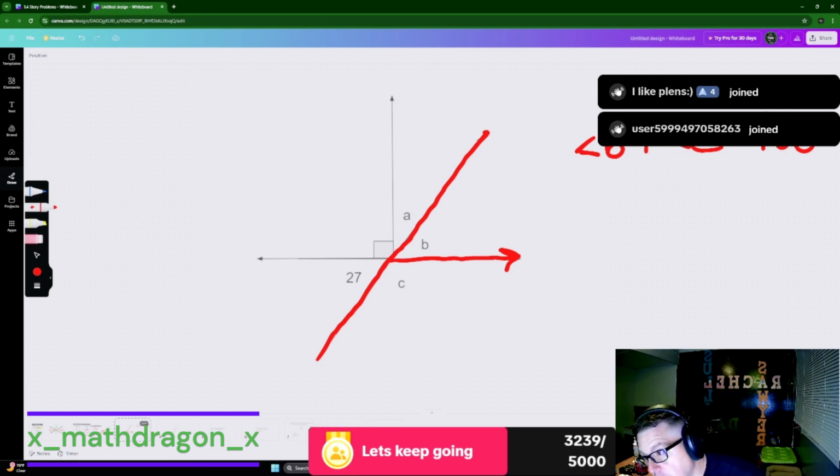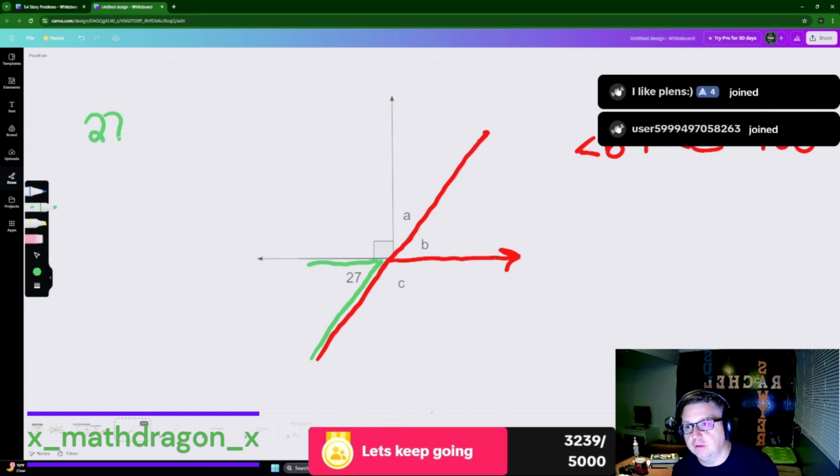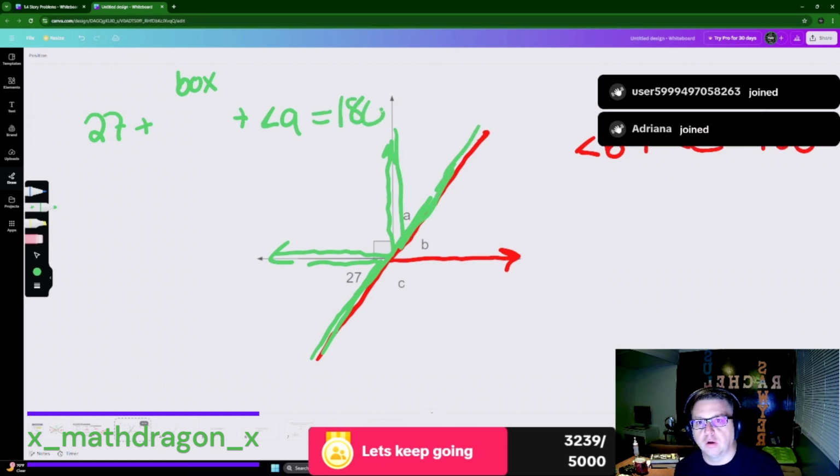Now, look at the other side. I think this is going to be the more interesting picture if you can pick up on it. I have the angle of 27 plus this box that's in the corner, and I'm just going to put box right now. And then the last one, angle A. I know all three of these, when I add them together, make a straight line, so it's equal to 180 degrees.